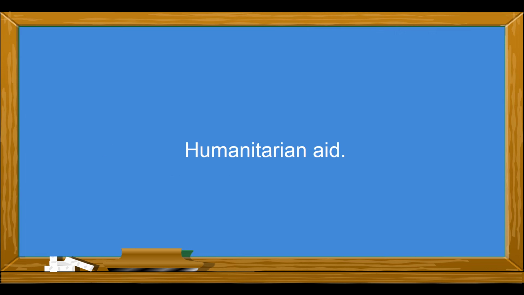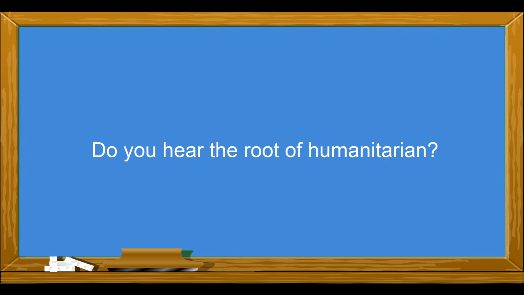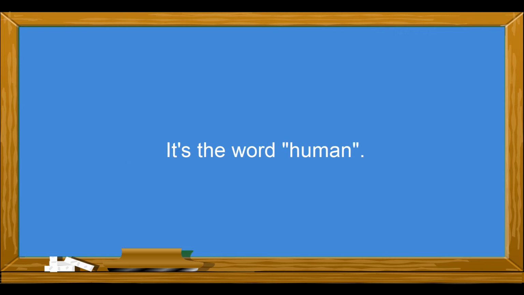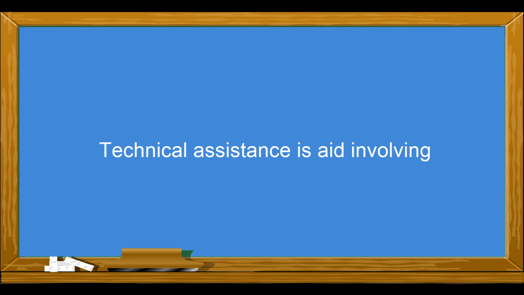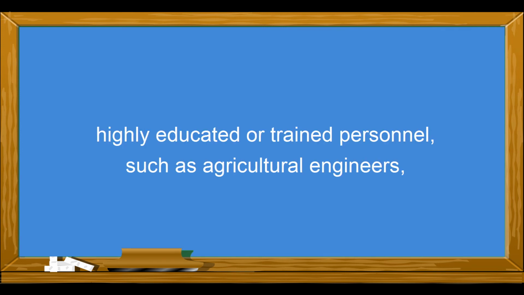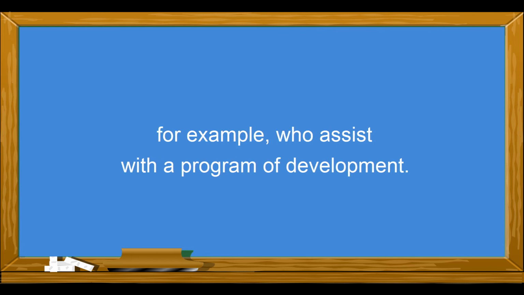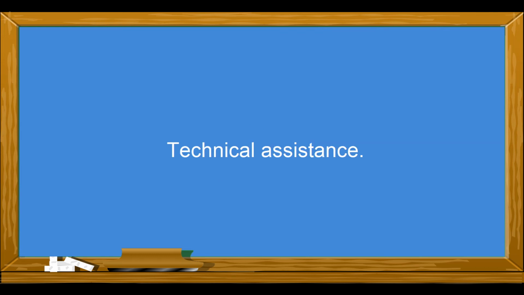Humanitarian aid. Do you hear the root of humanitarian? It's the word human. Humanitarian. Next, technical assistance. Technical assistance is aid involving highly educated or trained personnel, such as agricultural engineers, for example, who assist with a program of development.